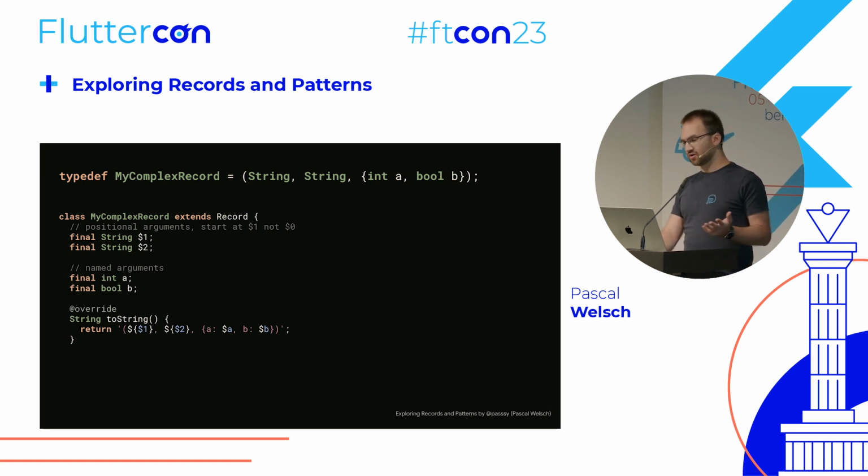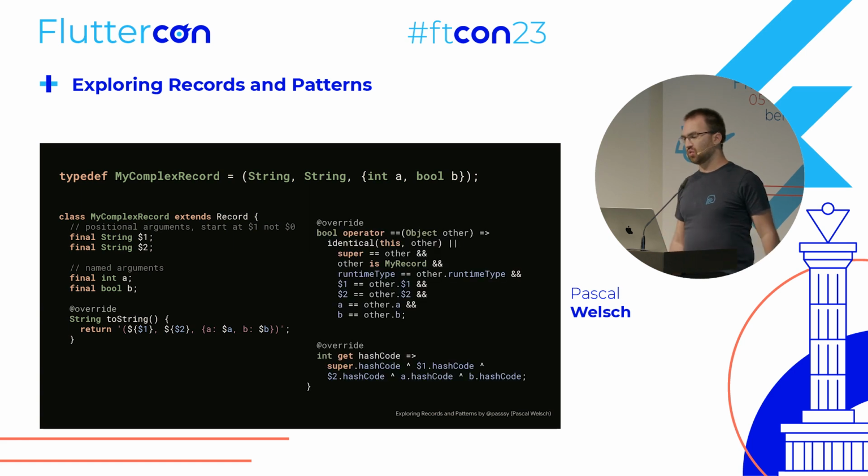We have positional arguments, $1, $2, and the named ones as well. We get a nice toString method, and now the interesting part, we get an equals implementation, which is quite good. It checks all the values, and also we have the hashCode implementation.